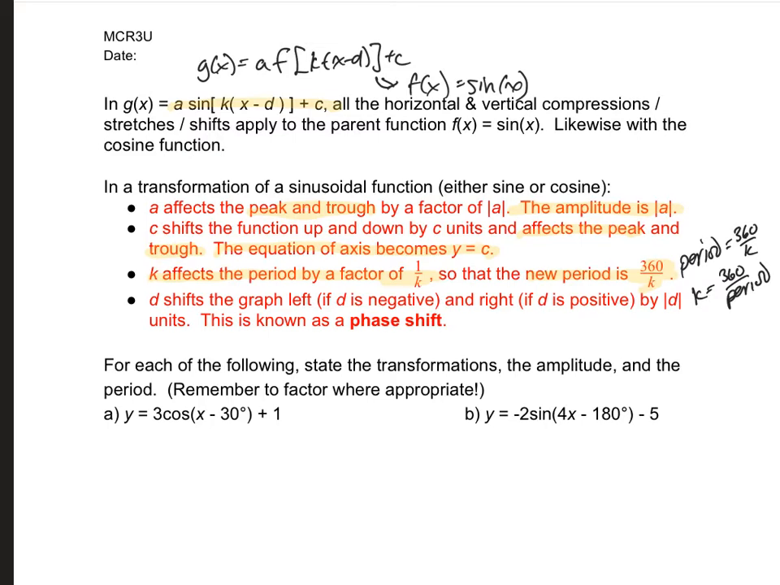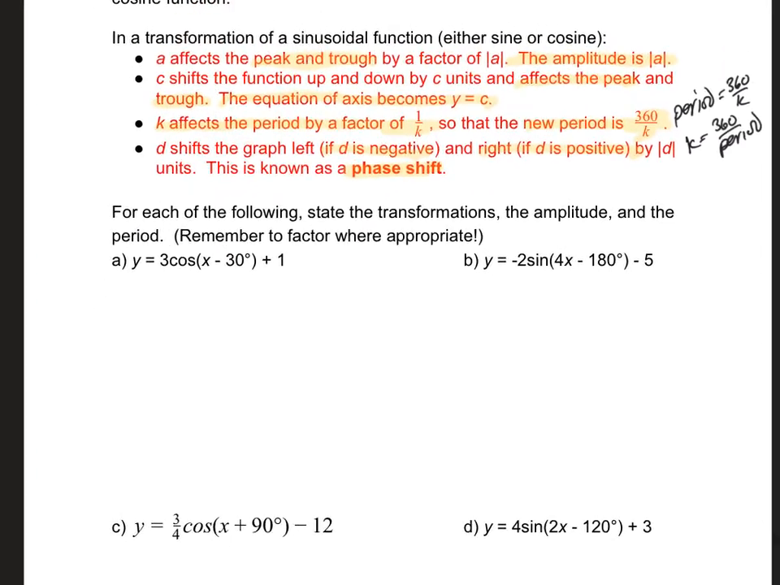Finally, the last thing that we want to look at is the d value. This is going to shift the graph left or right: left if d is negative, right if d is positive, by the absolute value of d units. But when we talk about sinusoidal functions, we want to use the term phase shift. So this is going to be a phase shift of so many degrees left or right. Let's go through a couple examples. Oh, not a couple, 4.